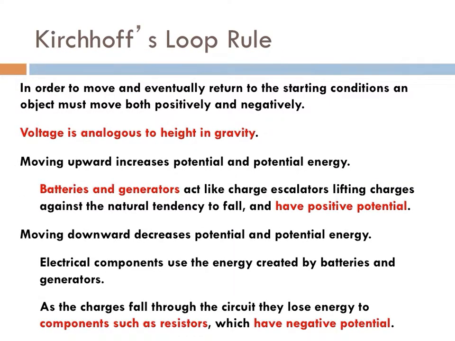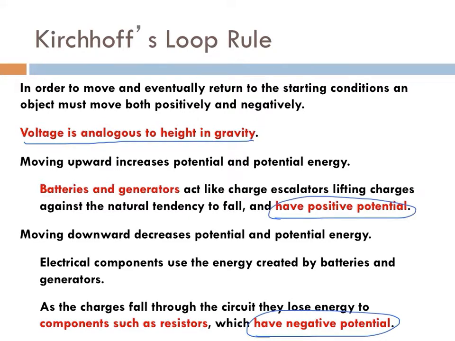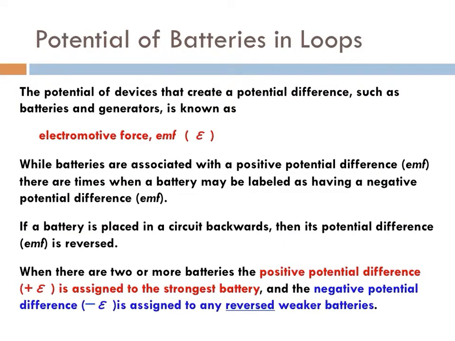So for this part, you can go ahead and read if you'd like. For the most part, we're going to consider voltage analogous to height and gravity. So resistors or other electrical components are going to have negative potential, whereas batteries and generators usually have positive potential. But it's actually possible for us to have negative potential with batteries and generators also, but we'll see examples of that in a bit. Again, batteries or generators are known as electromotive force. These are providing the positive potential difference for my circuit.